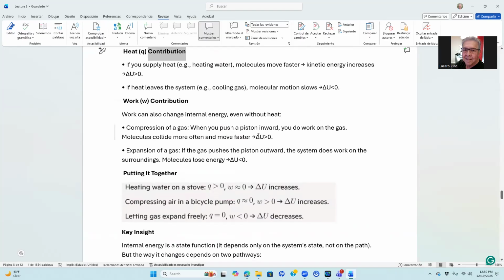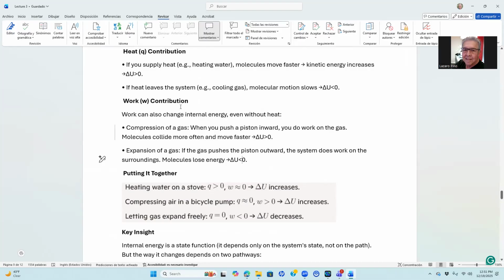Heat, Q, contribution. If you supply heat, e.g. heating water, molecules move faster, kinetic energy increases, delta U > 0. If heat leaves the system, e.g. cooling gas, molecular motion slows, delta U < 0. Work, W, contribution. Work can also change internal energy, even without heat. Compression of a gas: when you push a piston inward, you do work on the gas. Molecules collide more often and move faster, delta U > 0. Expansion of a gas: if the gas pushes the piston outward, the system does work on the surroundings. Molecules lose energy, delta U < 0.